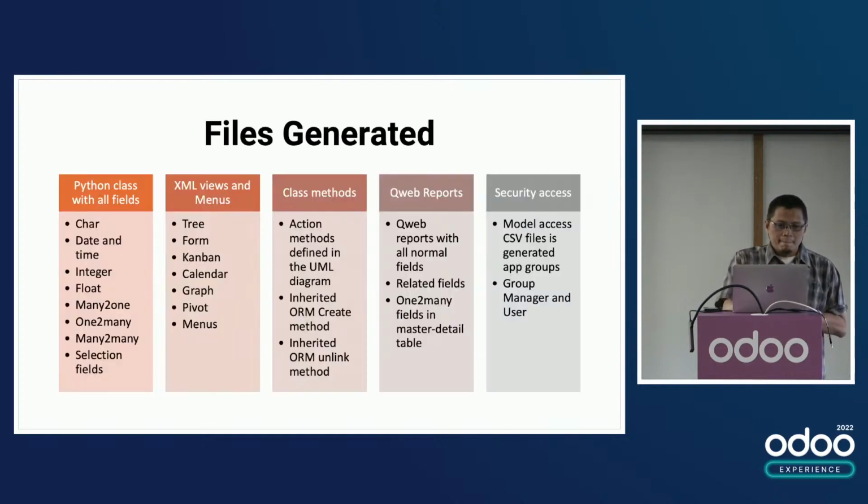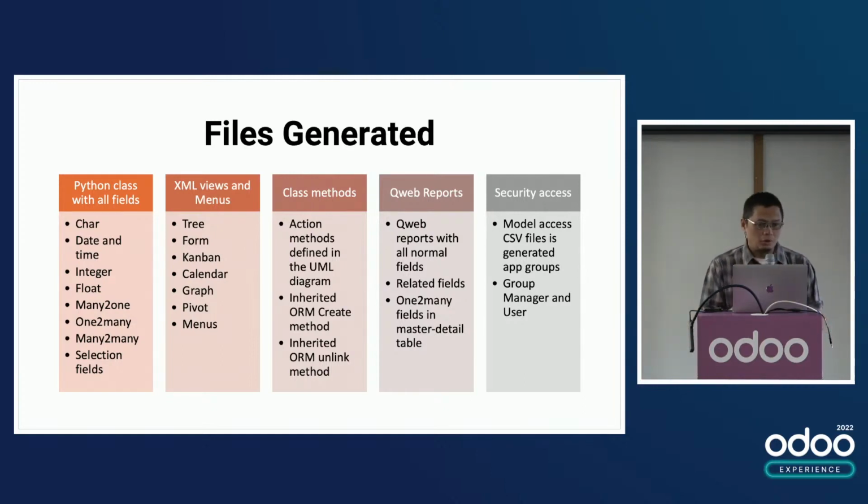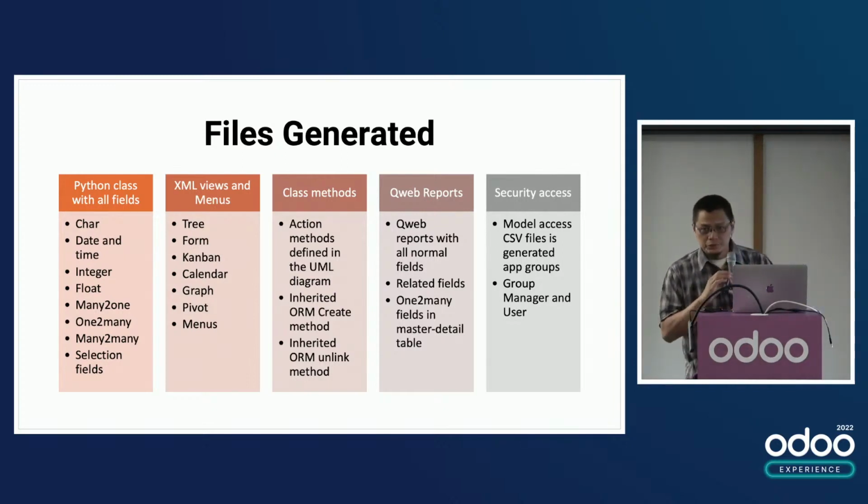Okay. So what is generated actually? The Python class with all the fields we draw on the class diagram, whether it is character field, date and time, integer, float, many to one, one to many, selection fields. And then the XML views, whether it's tree, form, Kanban, calendar, graph, pivot, and then the menus for each of the classes that we have in the diagram.